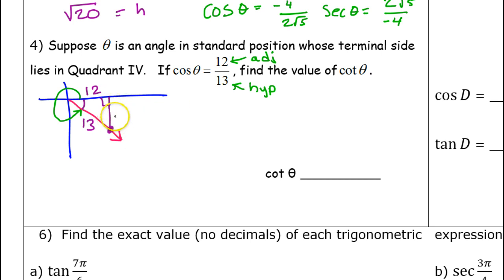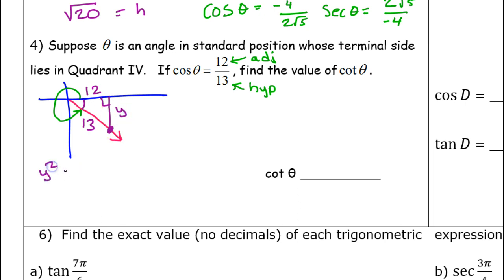Now we just need to find this other side. This is one of the common triples. There's such a thing as a 5, 12, 13 triangle, so it's one of the ones I've memorized. So I know that this is going to be 5. Now if you have not memorized that, then you would just use your Pythagorean theorem real quick.